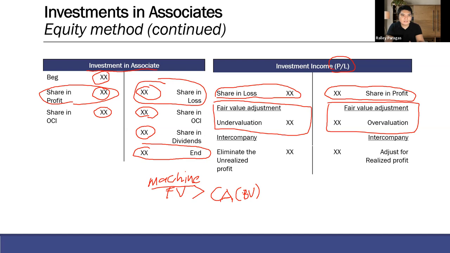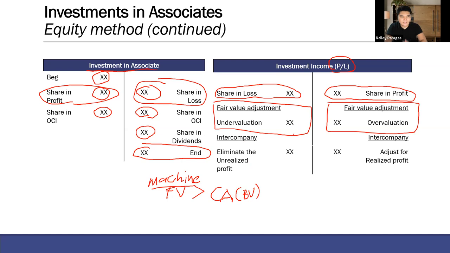Okay? So in that case, kapag undervaluation ng machine, ang iniisip ko dyan, undervalued yung depreciation, kaya babawasan ko yung share in profit. Kaya dadagdagan ko yung depreciation expense which basically translates to a reduction in the profit of the investee. And then eventually, mababawasan din yung share ko sa investor level. Okay. And then baliktarin mo na lang.